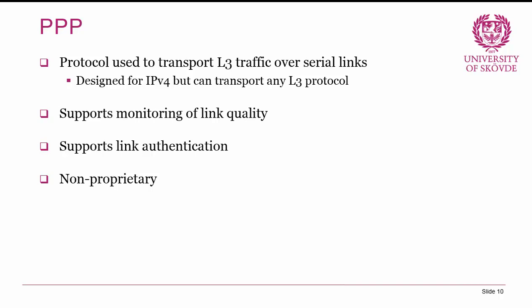So what we can do here is to have a link that is set up, and we can have PPP automatically monitor the quality of that link, and we can also have authentication. So if we are an ISP and a customer calls us and wants to buy a leased line, then we can set up authentication so that the client can only access if it's allowed to.